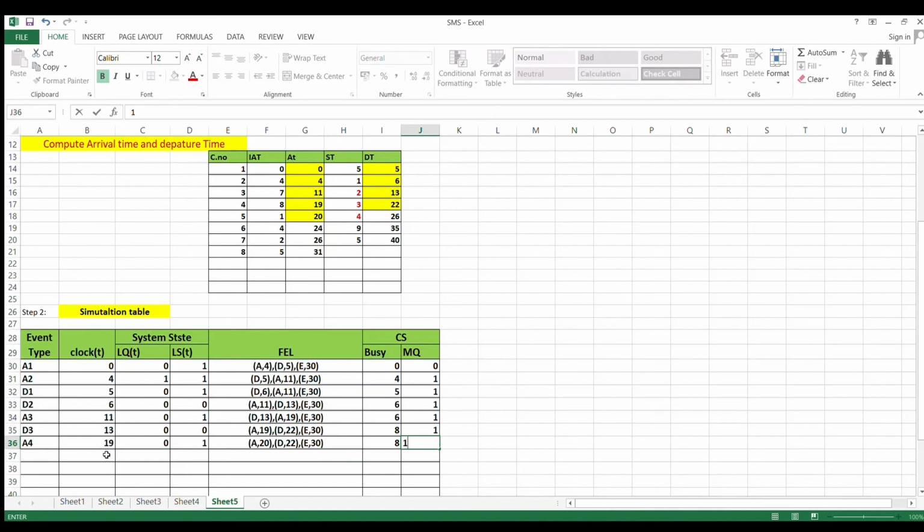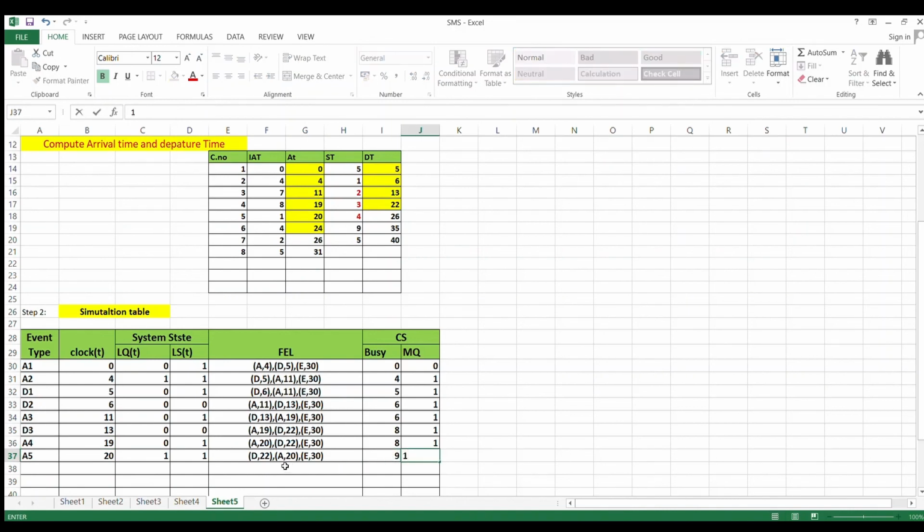Next minimum is 20. Advance the clock to 20. Event is A5. So A5 will move to the queue. A4 will be in service. Remove the arrival, which means add the next arrival. So first write down D22, A24, E30. So find out the busy time. Current arrival minus previous arrival: 20 minus 19, 1, plus 8, 9. So maximum Q is 1.